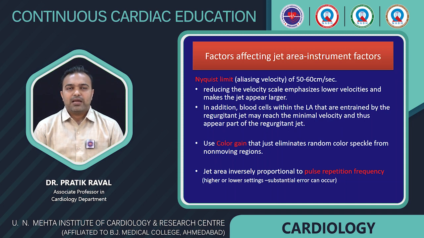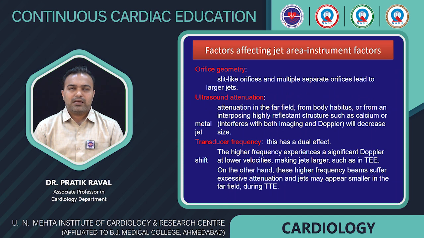appear falsely enlarged. And in addition, the blood cells which are already present in the LA get entrained by the regurgitant jet and may reach the minimal velocity if the Nyquist limit is set low, and thus the MR jet may falsely appear enlarged. Color gain should be optimally adjusted to eliminate the random color speckles. Also, the jet area is inversely proportional to the pulse repetition frequency. So these machine related parameters should be adjusted carefully while assessing MR.